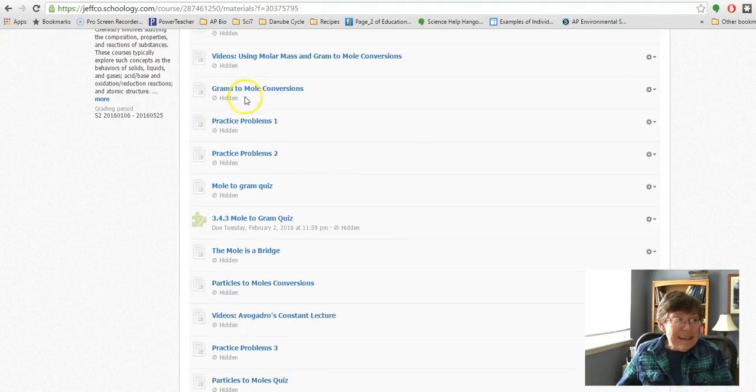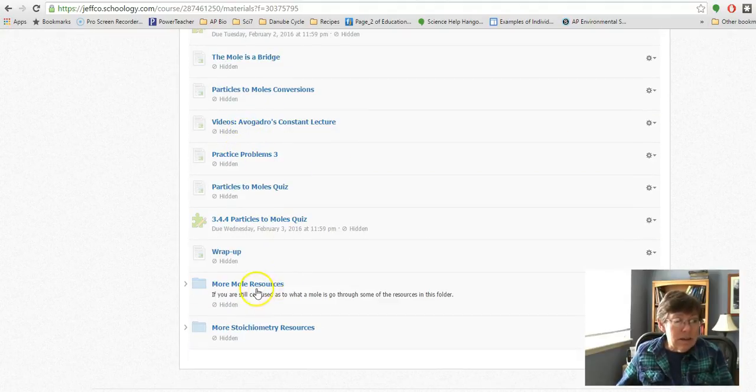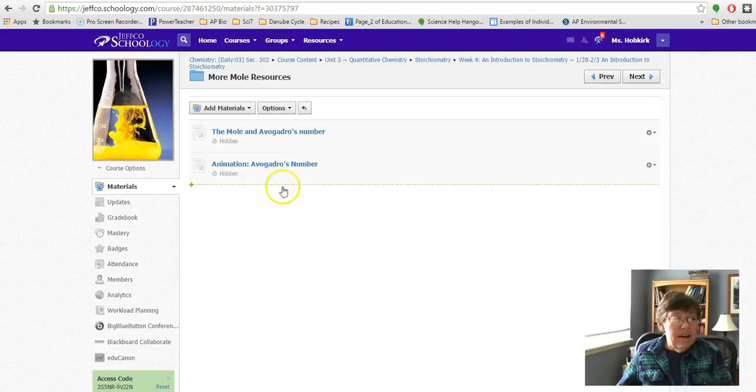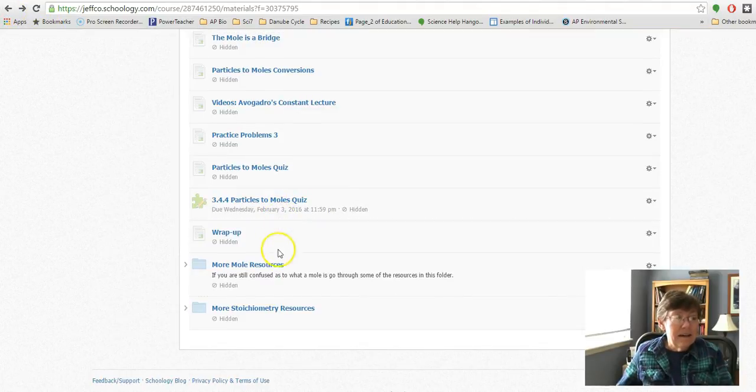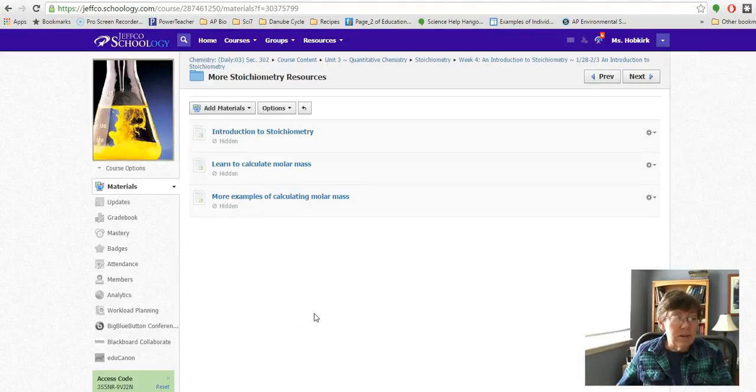If you don't get what you're doing here, you can come down here at the bottom of this week. There's a folder called More Mole Resources. If you're not understanding what a mole is, you can come down into this folder and take a look and see what's in there. There's an animation and some reading. Certainly not required, but it's there if you need it. Also, more stoichiometry if you need to know more about molar mass and how to calculate that.